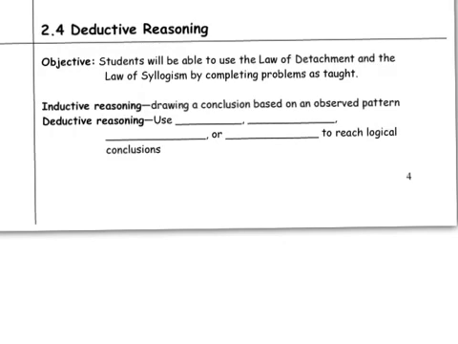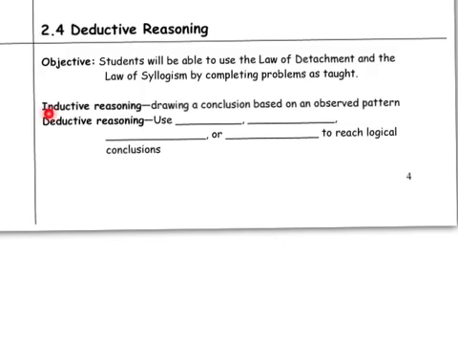Okay, 2.4 deductive reasoning. Students will be able to use the law of detachment and the law of syllogism. These are the two basic laws that we're going to go over today by completing problems as taught. Now, let me just say this. Both of these laws that we're going to talk about are concepts that you've probably used before in your life. They're kind of like common sense, but now we're just going to put some names to it.